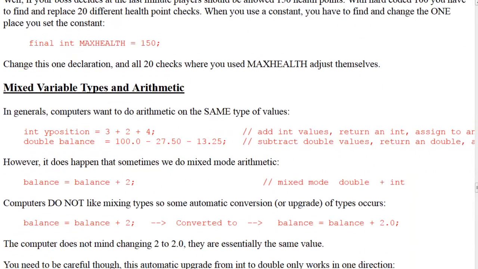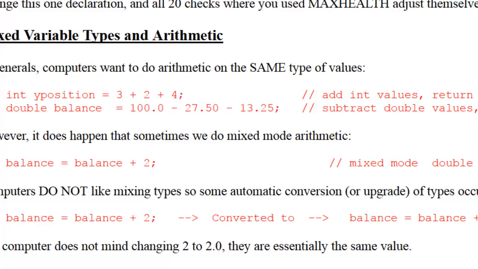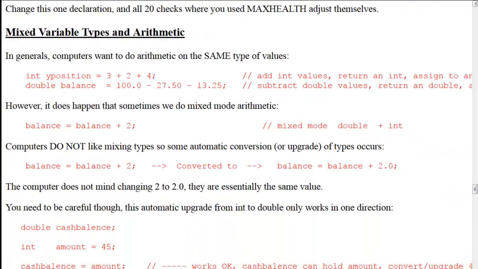Another issue is mixed variable types and arithmetic. In general, computers want to do arithmetic on the same type of values. Int x position equals 3 plus 2 plus 4. Add int values, return an int, and assign it to an int variable. Double balance equals 100.0 minus 27.50 minus 13.25. When I subtract or do arithmetic on a double variable, I want all the operands to be double variables.